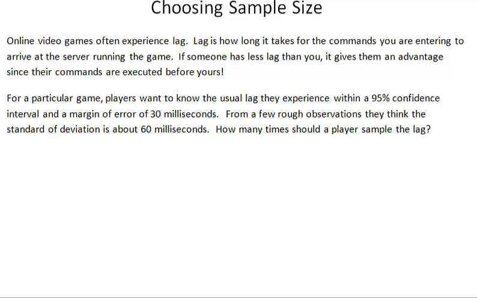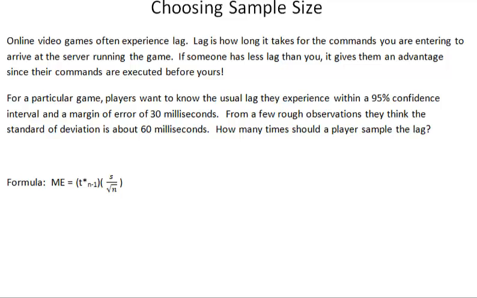For a particular game, players want to know the usual lag they experience with a 95% confidence interval and a margin of error of 30 milliseconds. From a few rough observations, they think the standard deviation is about 60 milliseconds. That's just a guess, obviously. How many times do you think that this lag should be sampled to actually determine these properties?